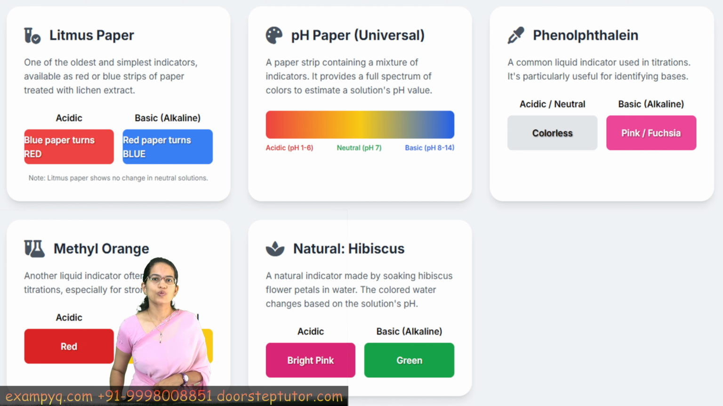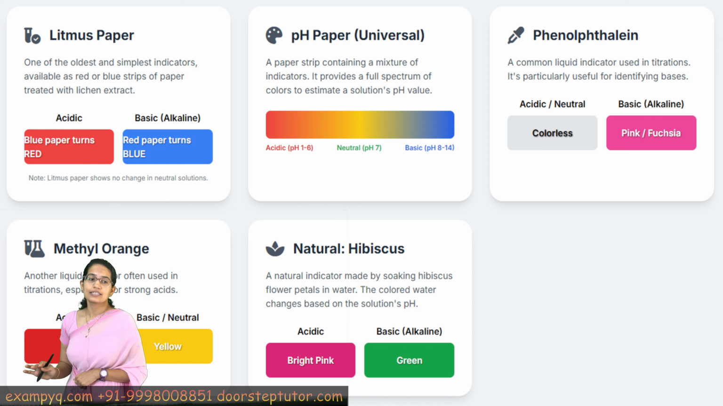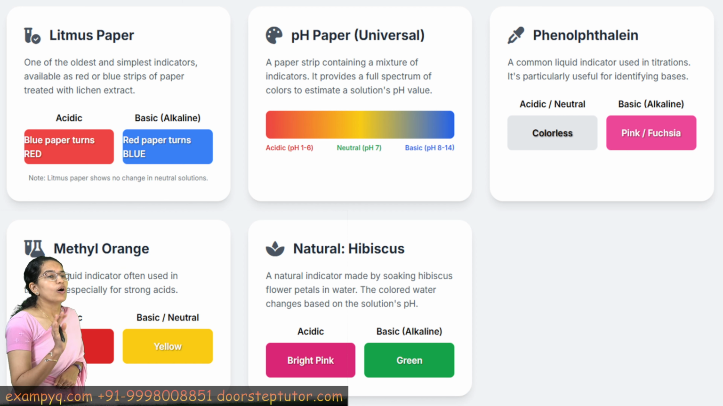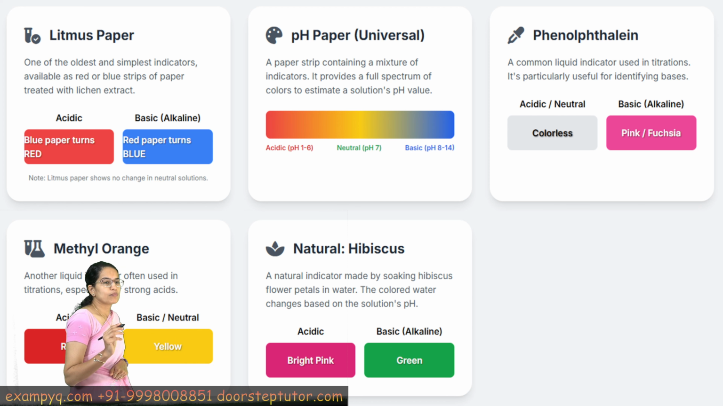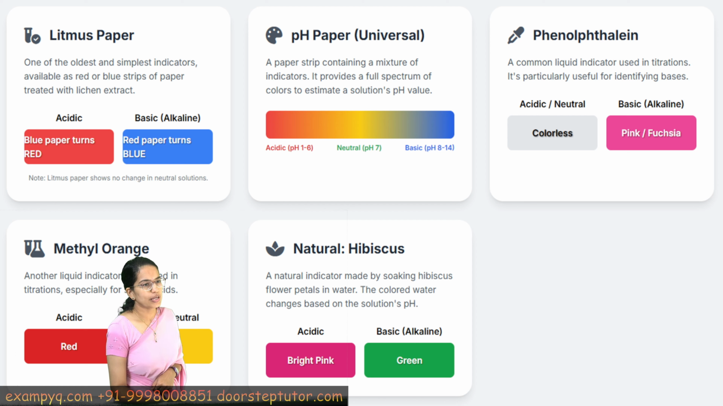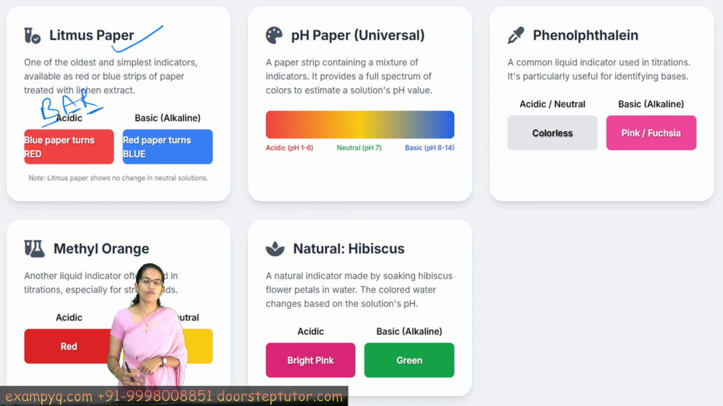Now interesting to note is what color is seen in which test, and this is really important. For a litmus test, blue turns red, so you can remember it as BAR, that is blue turns red in acidic conditions, and that is with a litmus paper, which is the oldest and the simplest indicator of an acid base. However, it turns blue in an alkaline or basic solution.